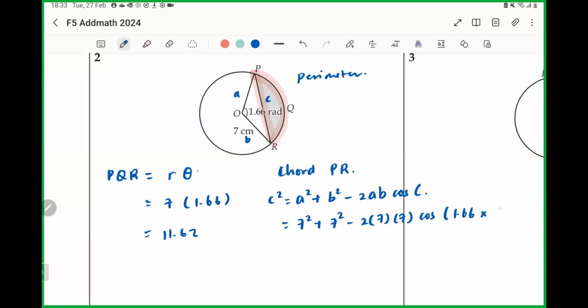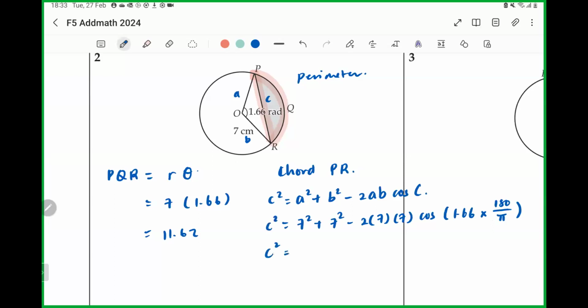So change it to degree first, or else you have to change your calculator unit to radian. You can change your calculator to degree or radian, right? So either you change it on your calculator, or you manually change it to degree, because by default the setting should be in degree. So this is equal to c squared. Then from here we solve it.